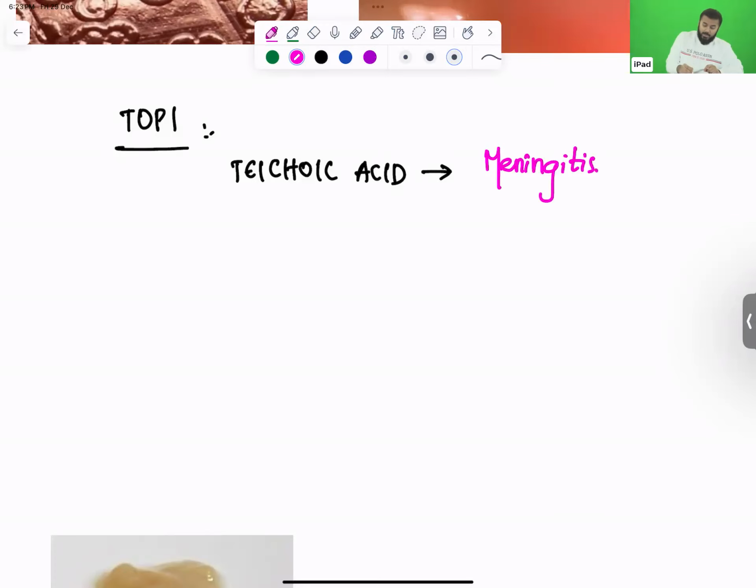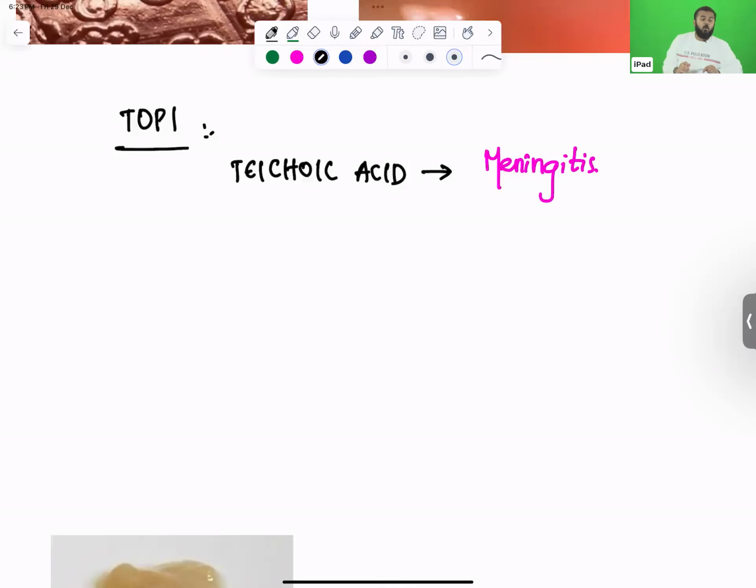T stands for teichoic acid. This bacteria has teichoic acid in its cell wall. This teichoic acid will cause meningitis. Meningitis. Okay.